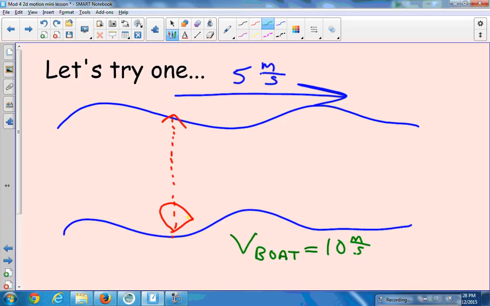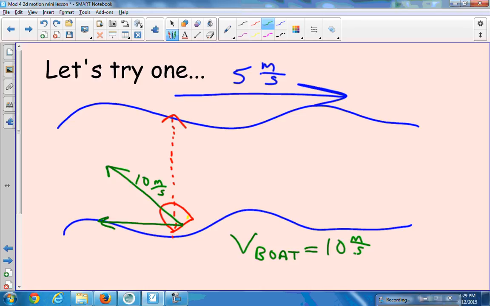So I know it's some angle. Obviously I know I'm going to have to point my boat upstream. So let's say that, and this is going to be 10 meters per second. My question is, what angle do I point it at?